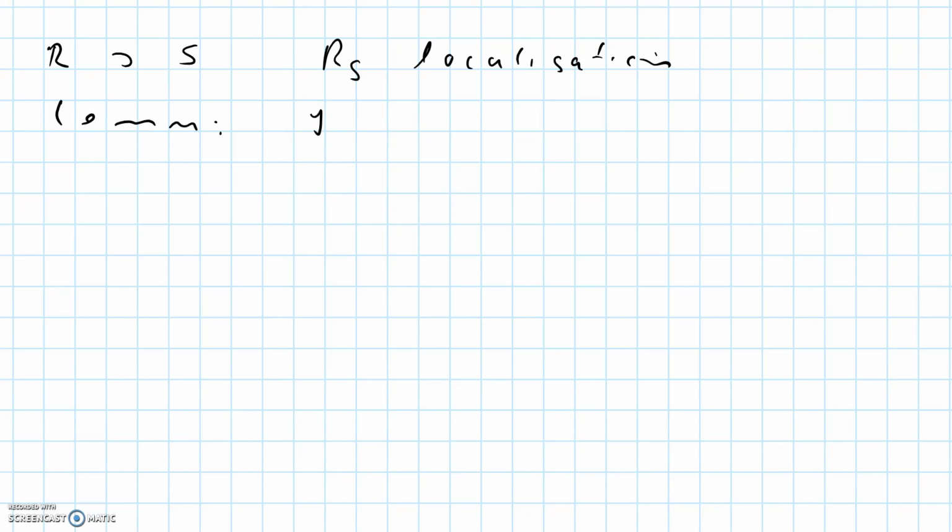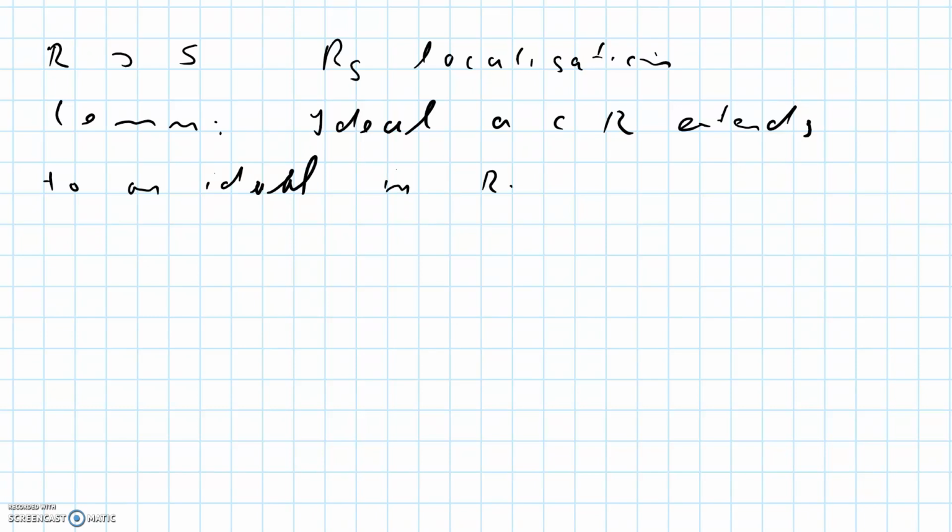An ideal A in R, so an ideal of the ring, extends to an ideal in the localization if and only if R intersected S is empty. Proof.